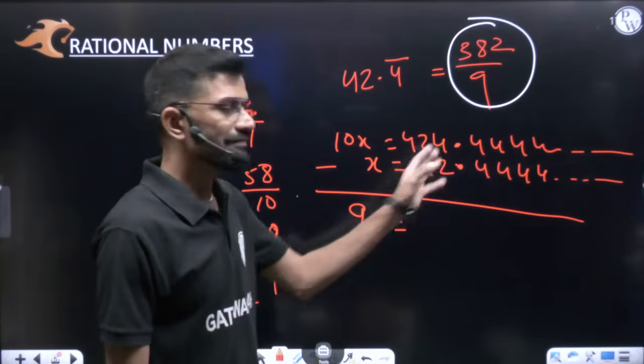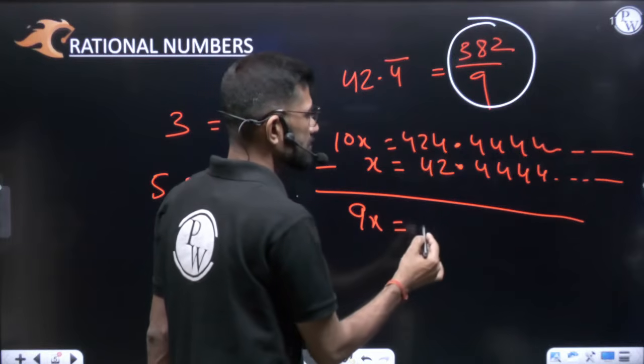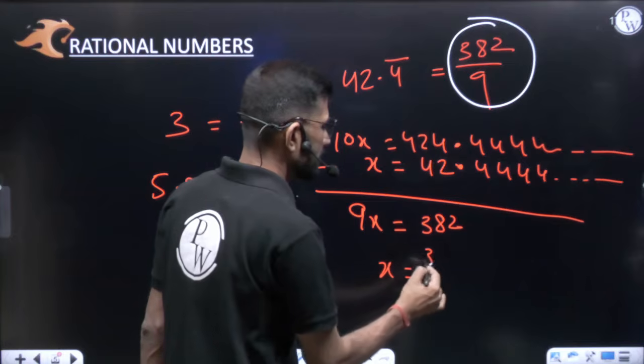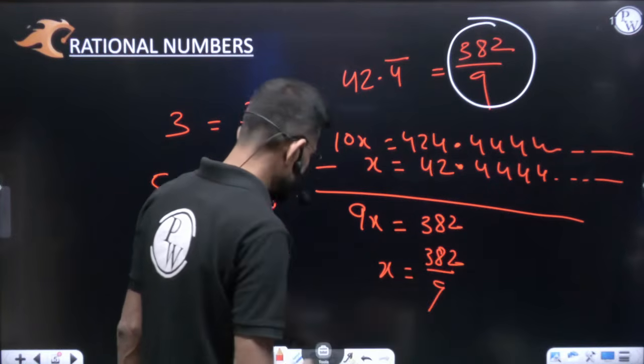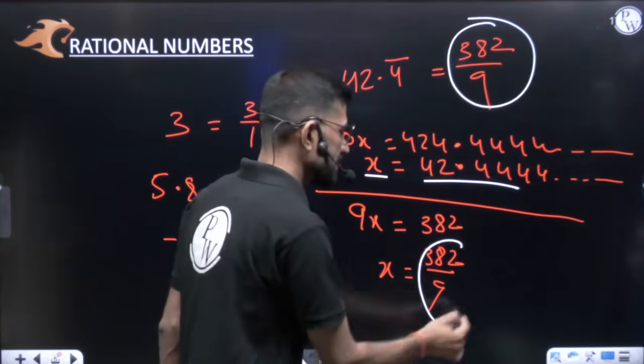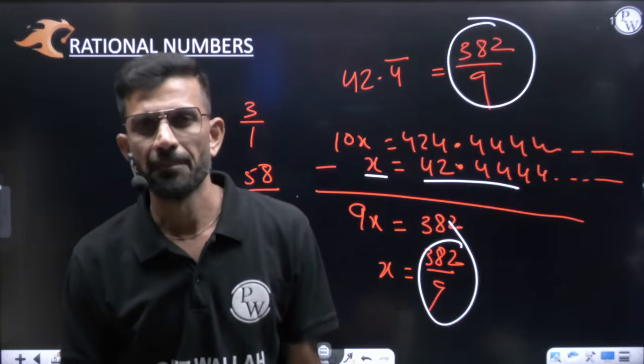So my dear friend, after the decimal there is no value. The subtraction happens here: 424 minus 42. How much do we get? 382. So what is the x value? It will be 382 by 9. What is x? x is actually 42.4 bar. It can be written as 382 by 9. And if you can write it in p by q form, it is a rational number.